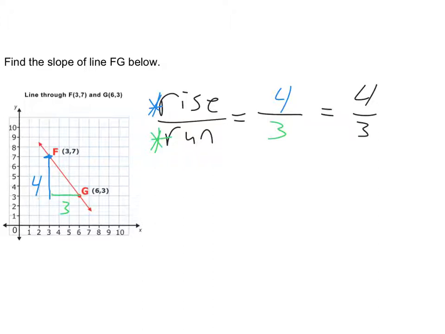The last thing I need to do is look at where my line is going from left to right. If I start on the left and work my way right, my line is going down. Down means negative. So that 4/3 is actually a negative 4/3 for my slope.